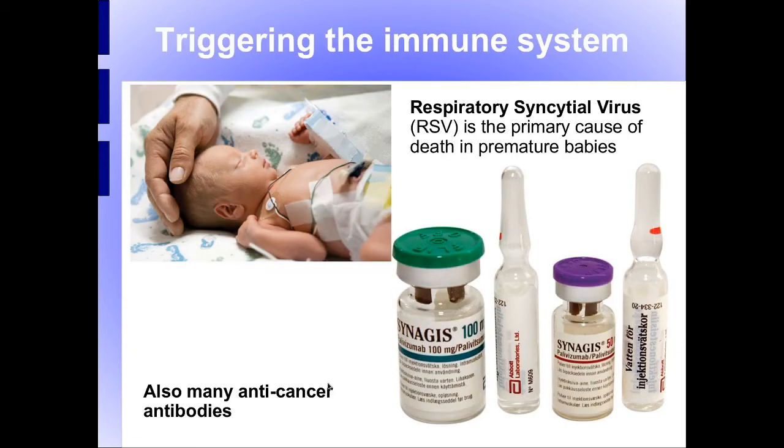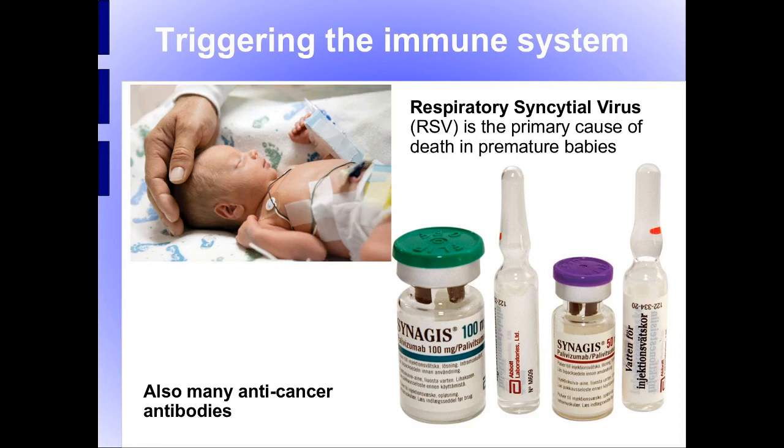So let's look at the first of those categories, which is triggering the immune system. This is an example of an antiviral antibody called palivizumab, or Synagis, which binds to respiratory syncytial virus, or RSV, and RSV is the primary cause of death in premature babies. So what we're doing here is producing an antibody against this virus, leading the immune system to kill the virus.